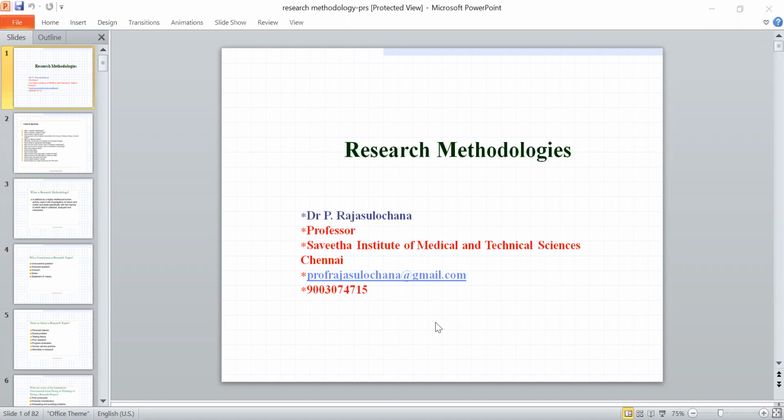So we should have publications related to research, patents, and also publications and grants, all these things. Before entering into the core of publications and patents, I'll give a brief about research methodologies.